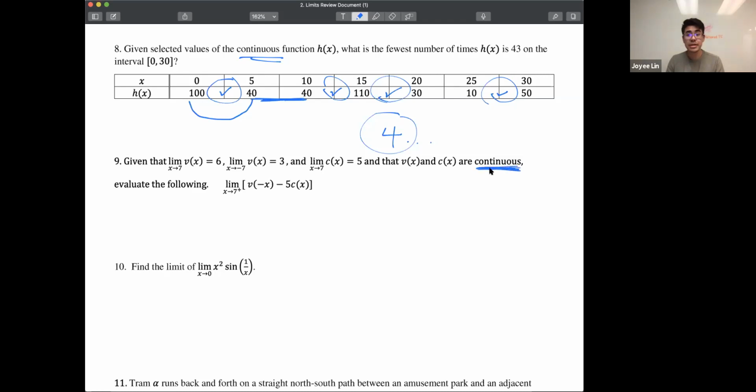So one thing is, since it says it's continuous, we don't need to do the plus or the minus sign, so we can just ignore it. We can just evaluate the limit at 7. When we evaluate the limit at 7, it's v of -7 minus 5c of 7, not x. And since the function is continuous, we can literally just yoink these values down. So it's just 3 minus 5 times 5, which is -22. So those who responded to me are correct.